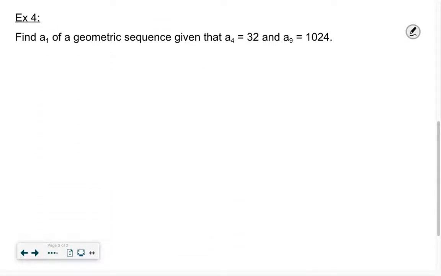I actually have one more problem I want to go over with you. Can you give me 3 or 4 minutes to get through it? 3 minutes. Find a sub 1 of the geometric sequence given that a sub 4 is equal to 32 and a sub 9 is equal to 1024.